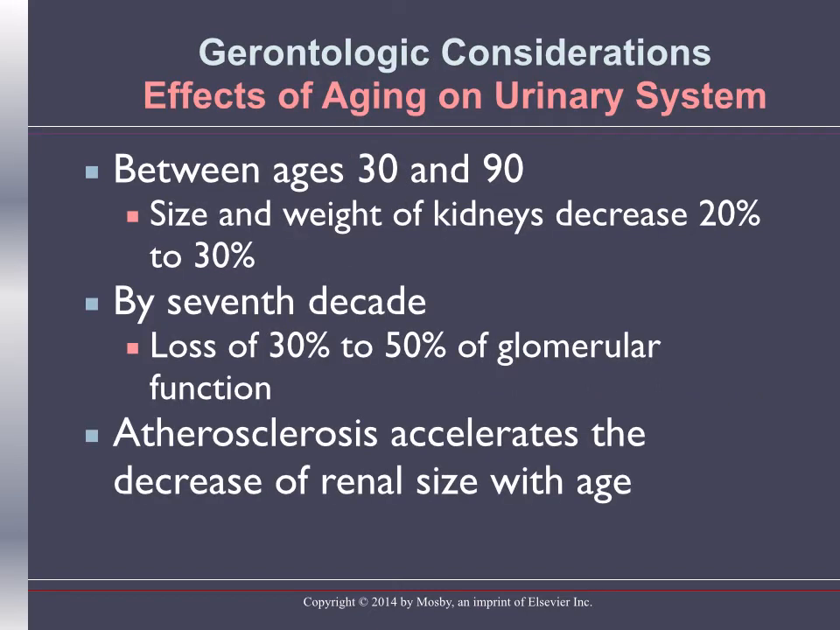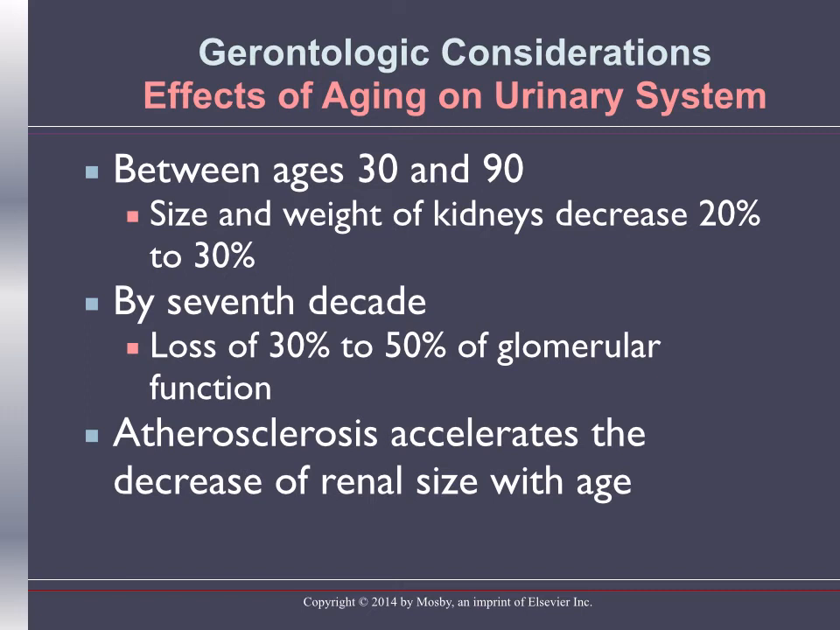Next slide. And while we were discussing continence and incontinence, we want to know about the gerontological considerations of the urinary system. It says anatomic changes in the aging kidney include a 20 to 30% decrease in size and weight between the ages of 30 and 90 years. By the seventh decade of life, 30 to 50% of glomeruli have lost their function.